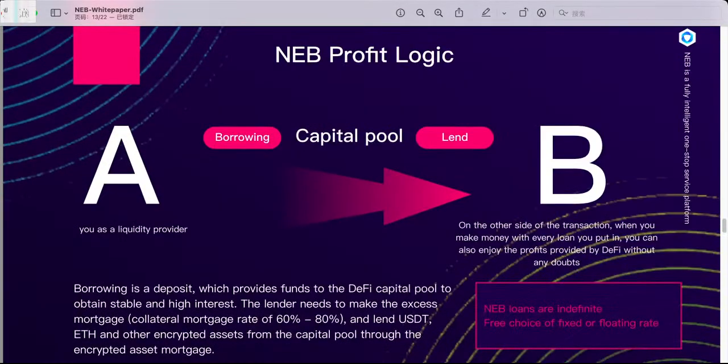So as I said before, the DeFi NEB profit logic is very important. In DeFi, the investor can provide liquidity in the capital pool, and the lender can lend some crypto assets from the staking pool, and the borrowers can make a profit from these whole transactions. So that's why for the DeFi NEB, there are no third parties to execute this whole process, and it is driven by smart contracts. So for the borrower side of the investor A, it can get some yields.